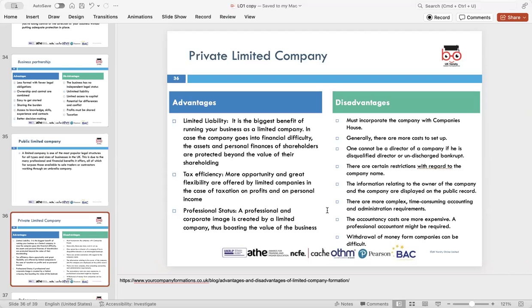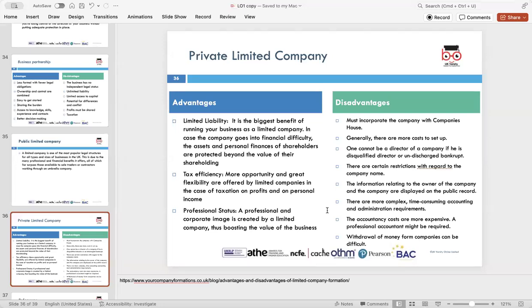Also, there are some disadvantages of a private limited company. Incorporation requirement: you need to officially register the company with Companies House, which involves some paperwork and process. A high setup cost: there are more expenses involved in setting up a limited company compared to other business structures. Director eligibility: you can't be a director if you are disqualified or an undischarged bankrupt. Name restrictions: there are rules and restrictions regarding the choice of the company name.